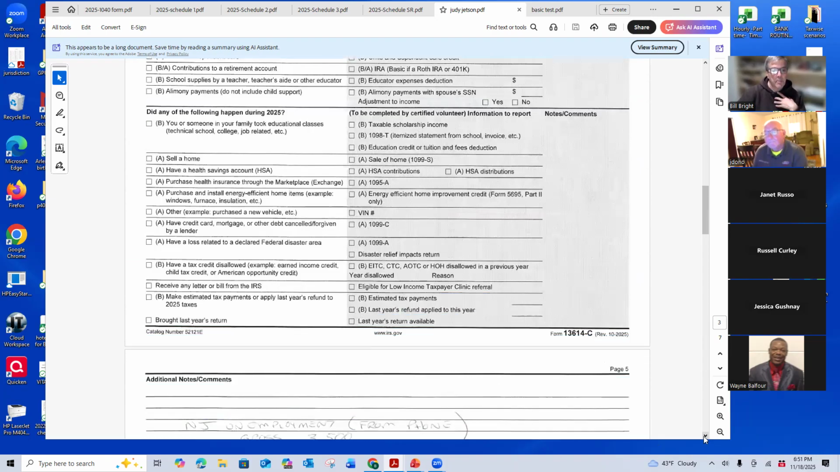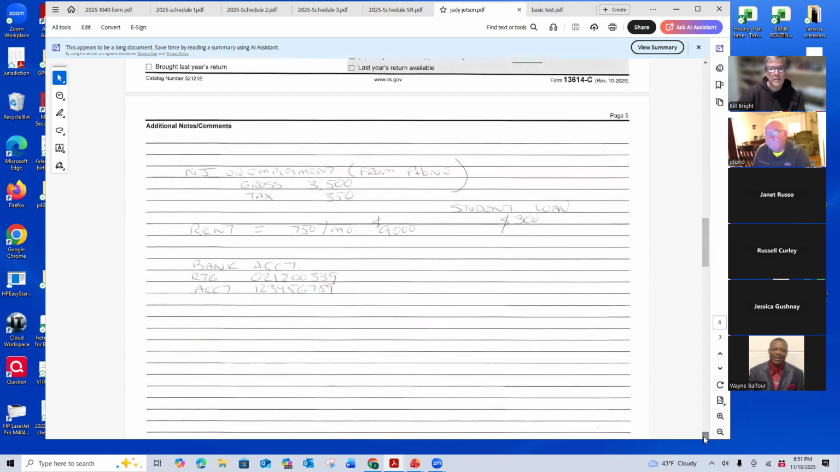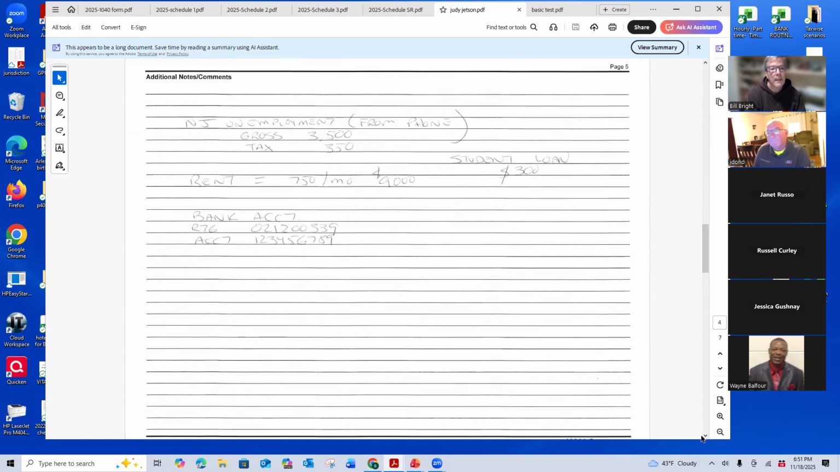So let's remember, the tax preparer sat down. Oh, and I've got the free text here on page 4. What happened in this case is the greeter went through all this with her, and she indicated that she had unemployment. So she got her phone out, got the 1099 from the Department of Labor, and the greeter and her wrote down that she got $3,500 in unemployment compensation with a tax of $350. She noted her student loan payment was $300. She's got rent of $750 a month, and she's paying 9,000 a year. Here's her routing and account number.